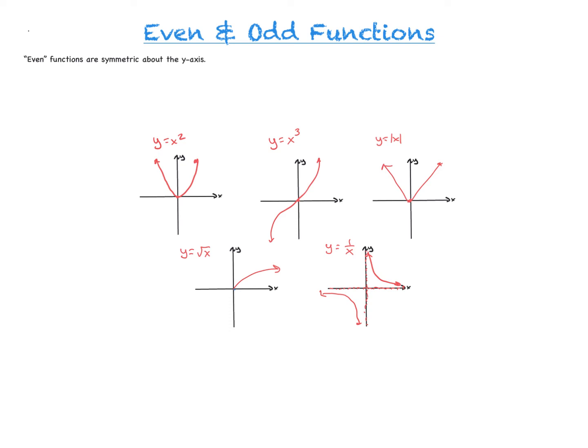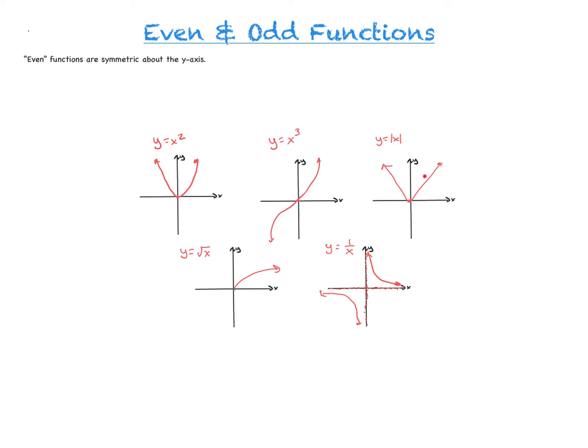Odd functions are the ones that have symmetry like an x cubed about what we call the origin. They're kind of a diagonal sort of symmetry. So y equals x cubed would be an odd function.